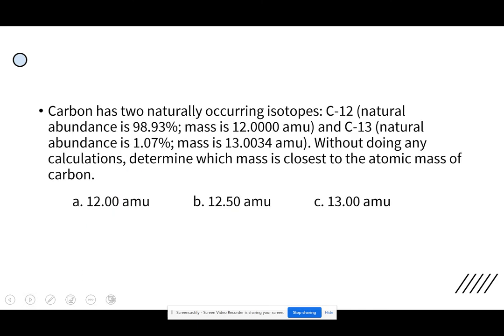So we have carbon has 2 naturally occurring isotopes, carbon-12, which has a 98.93% abundance, and carbon-13, which is a 1.07% abundance. Without doing any calculations, what mass is closest to the atomic mass of carbon? So again, you don't just add them up and divide. You have to take their percents into account, and carbon-12 is 98% of all the carbon in the world. Almost 99% of all the carbon in the world is carbon-12. So I would assume the carbon-13 isn't going to play a huge role in the atomic mass, and so I would say that its atomic mass would be closest to 12 AMU.